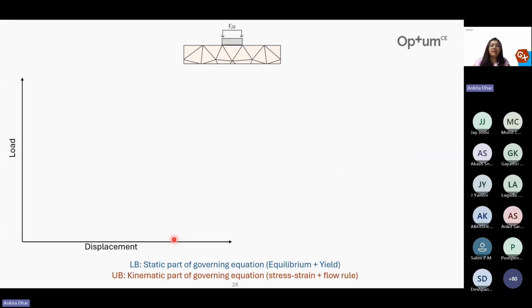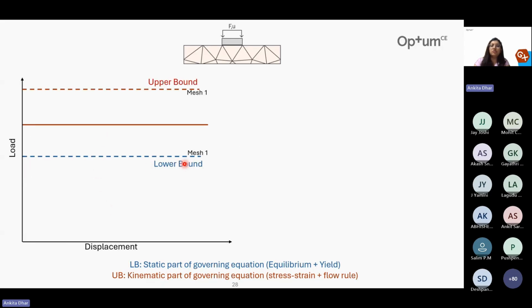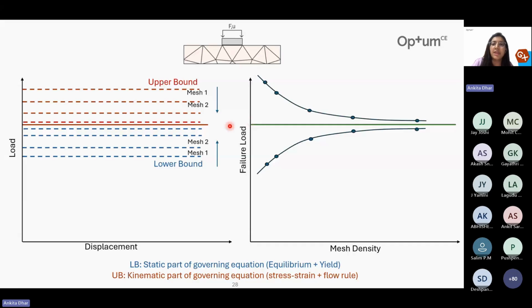But coming to limit analysis, now we have some exact solution. If you look at this blue line, this will give you the lower bound. And this red line will give you the upper bound. The lower bound equation, the static part, considers equilibrium and yield, and the upper bound considers stress, strain, and flow rule. Now, same as before, we can refine our meshes and reach closer to the exact solution. What is different here is that earlier we did not know how far we were from the exact solution.